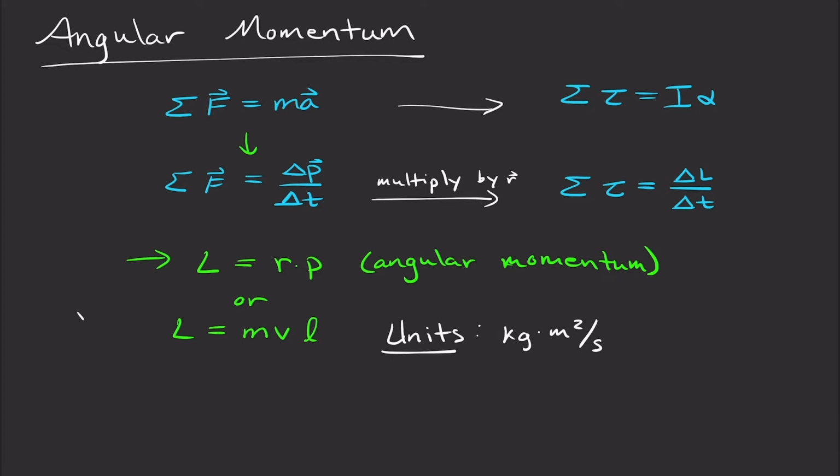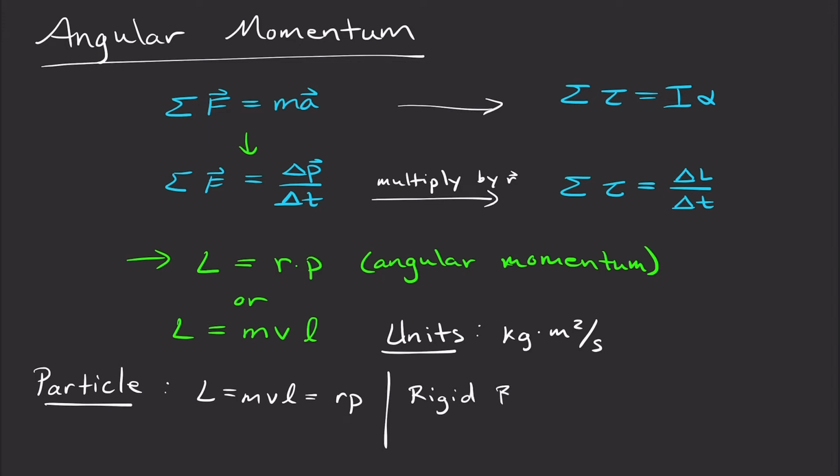And this definition of angular momentum is typically used for a particle. So I'll make a note of that. The angular momentum of a particle is typically given using this formula, L equals mvl, or r times p, however you want to write it. But for a rigid body, we typically use a different formula.